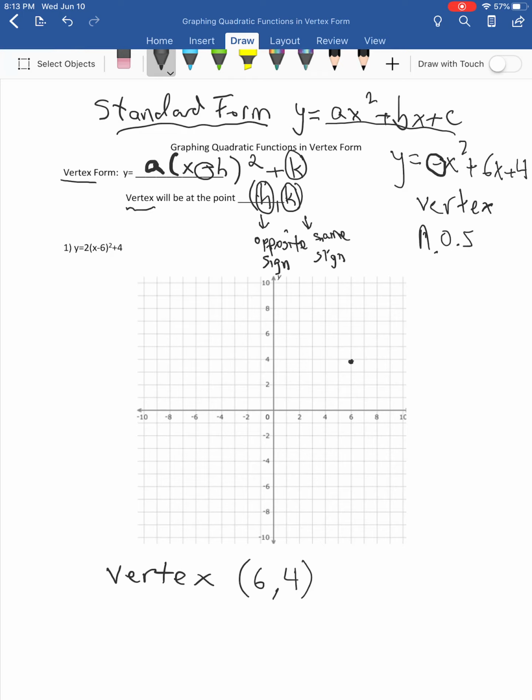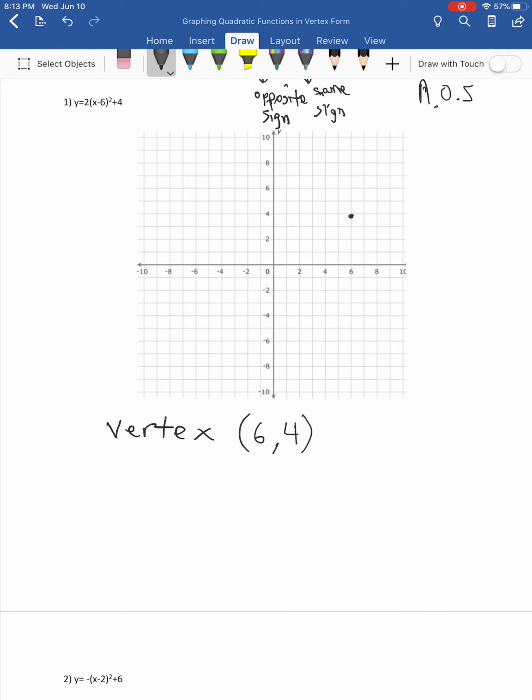Okay, now, just like before with standard form, we're going to get 2 points, either left or right side. I'm going to do the right side because that's the way I did in the other lesson. And then we'll get the other side, the left side, from symmetry. So you should remember we're going to make a table of values. x, y equals 2 times (x minus 6) squared plus 4. So I'm going to use 2 points to the right. Again, we're looking for x's. So I'm going to use 7 and 8.